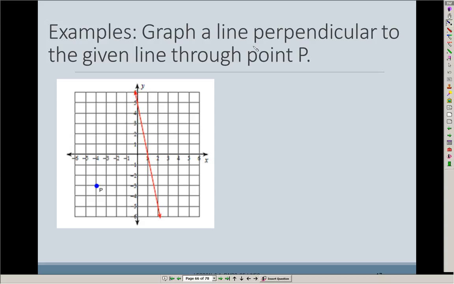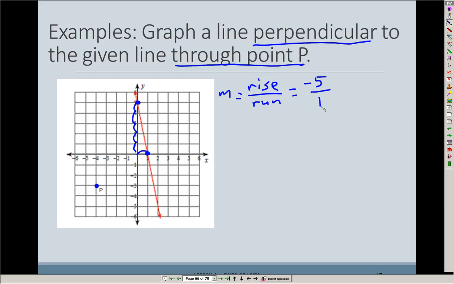The instructions change here because we want a perpendicular line. It still has to go through point P, but it needs to be perpendicular. So let's find the slope of the given line. It's rise over run. So let's see what we have. There's an exact point, and there's an exact point. So from here to here, I'm going down 5, and I'm running 1. Down 5 is -5, run 1, +1 there.